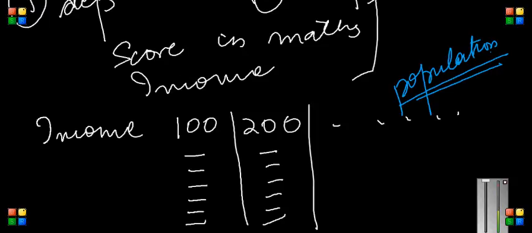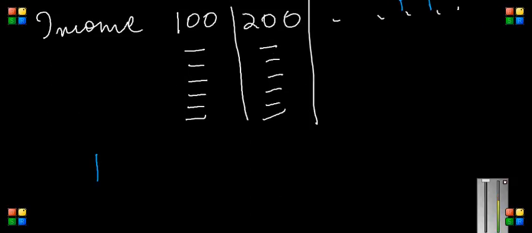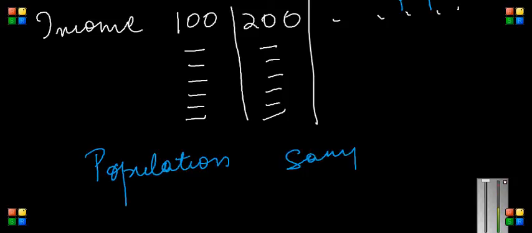I'm taking score of all the students whose parental income is 100. Similarly, I'm taking the score of all the students whose parental income is 200. So I'm not taking few students. I'm not sampling. I'm taking the entire population. What is important in econometrics is basically to differentiate between what population is and what sample is.